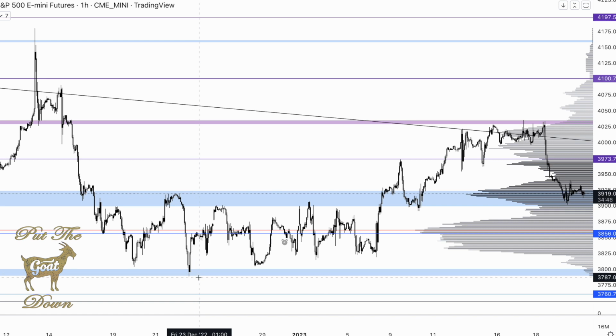You're looking for an indication of an imbalance, an incomplete auction, and a likelihood that market participants did not get a chance to participate when the price got there, and so they're likely to still be there waiting to participate if price were to return.